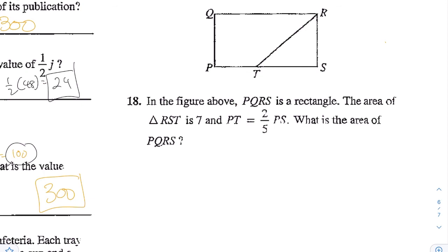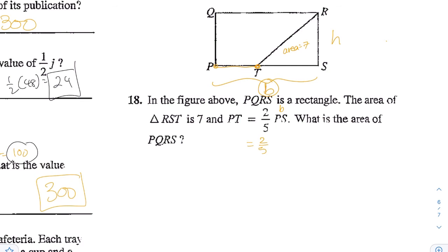So here we have this rectangle, and as you know, the area of a rectangle is just base times height. So that's what we're looking for, B times H. But unfortunately, we don't have much more information than that. What we do have is this triangle here. In this triangle, we know that the area is 7, and the next part of info that we know is that PT, or this segment of the base, is 2 fifths of the total. Now the total, P to S, is called B. So we know that PT is equal to 2 fifths of B.